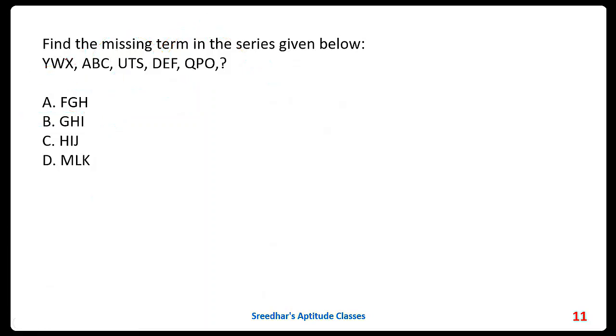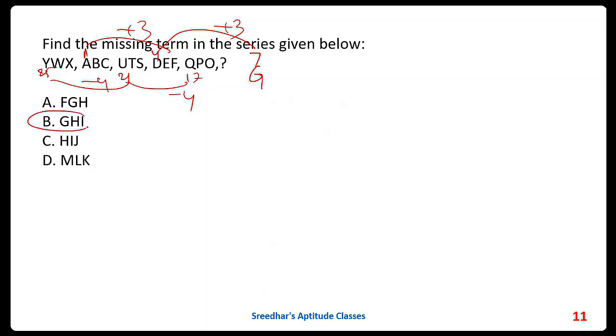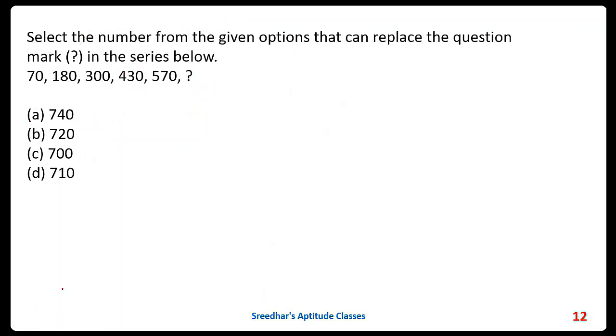I repeat, here I am going for alternate: Y 25, U 21, Q 17. So it's -4, -4. Whereas here A 1, D 4, so +3. Next it should be +3. 4 plus 3, 7, G. And there is only one option with G as the first letter. So answer option B. Quite an easy question. And here is the next one.